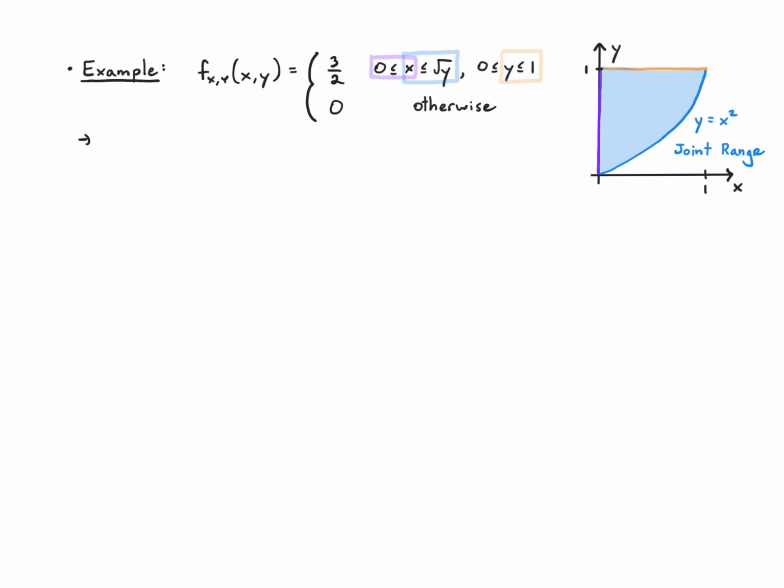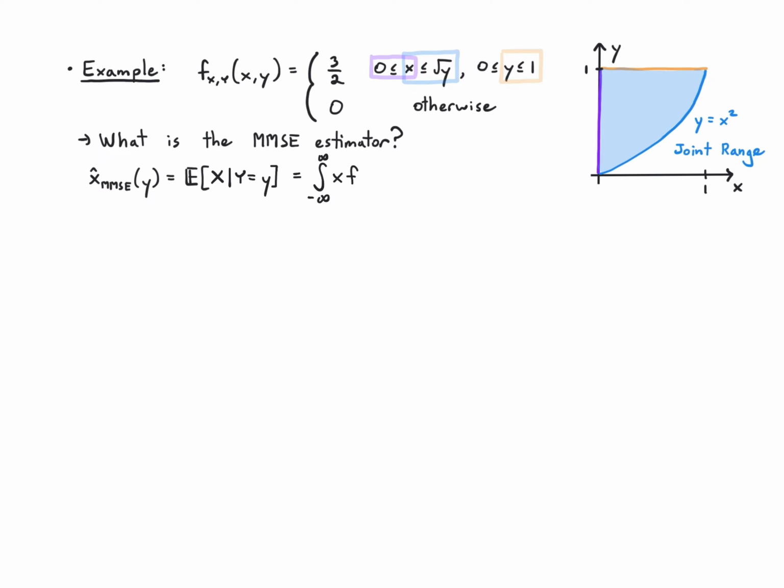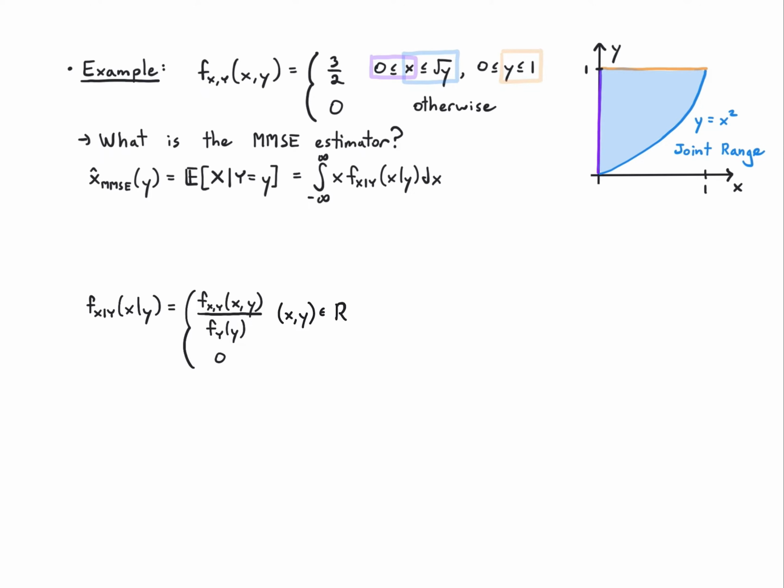Okay, so from here, we want to know what is the MMSE estimator. And we know from the previous video, and also this video, that that's just the conditional expectation. So we can work that out. So the conditional expectation in this case is just integrating the value of x times the conditional PDF given y, and I need to work out what that is. So we know that to get the conditional PDF, I just take the joint PDF divided by the marginal, in this case of y, and I need to get the marginal of y now.